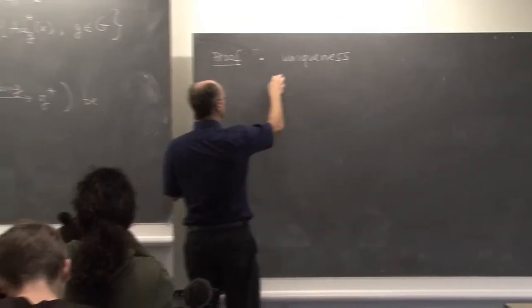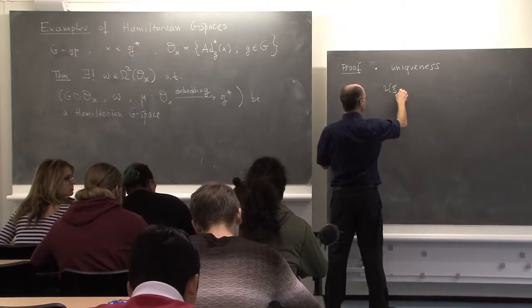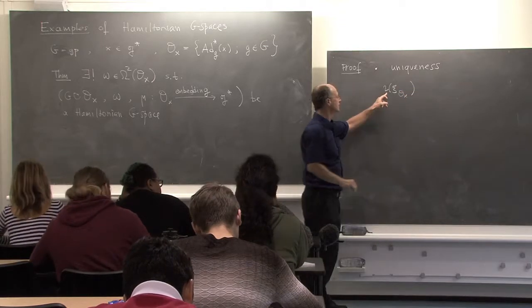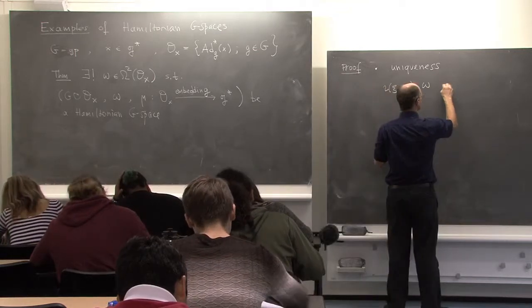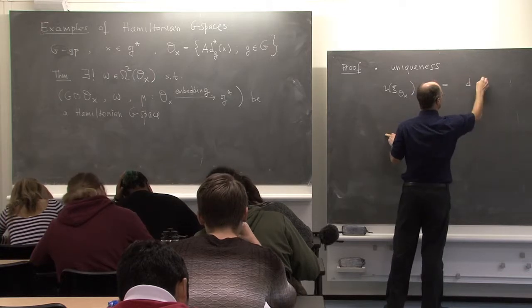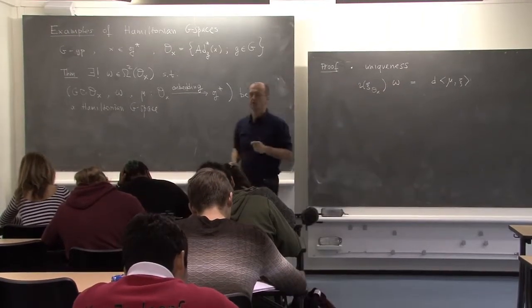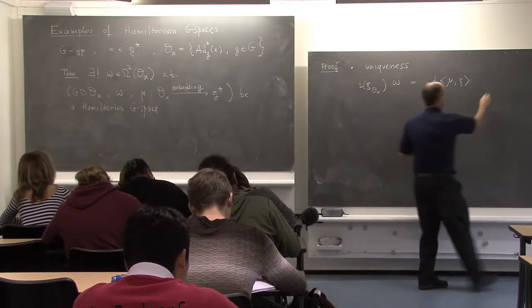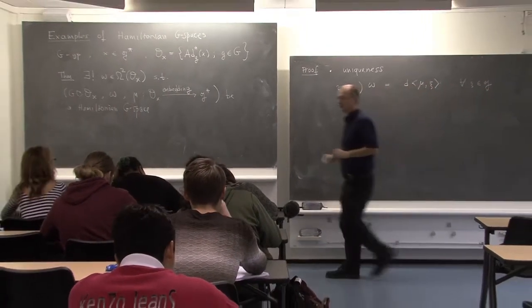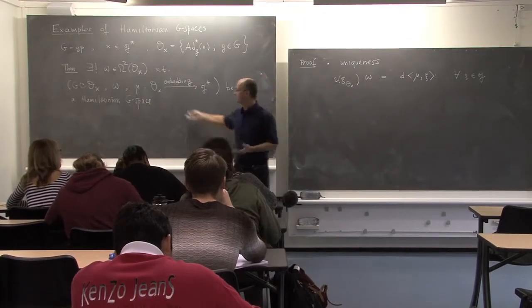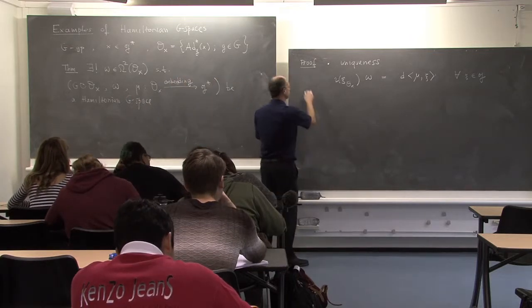So let me recall one of the defining equations for Hamiltonian G spaces. We know that the contraction of omega, if it exists, with Hamiltonian vector fields should be the differential of the functions obtained by pairing the moment map with an element psi of G. This is for all psi in G. So if we are to succeed, this equation has to be verified.